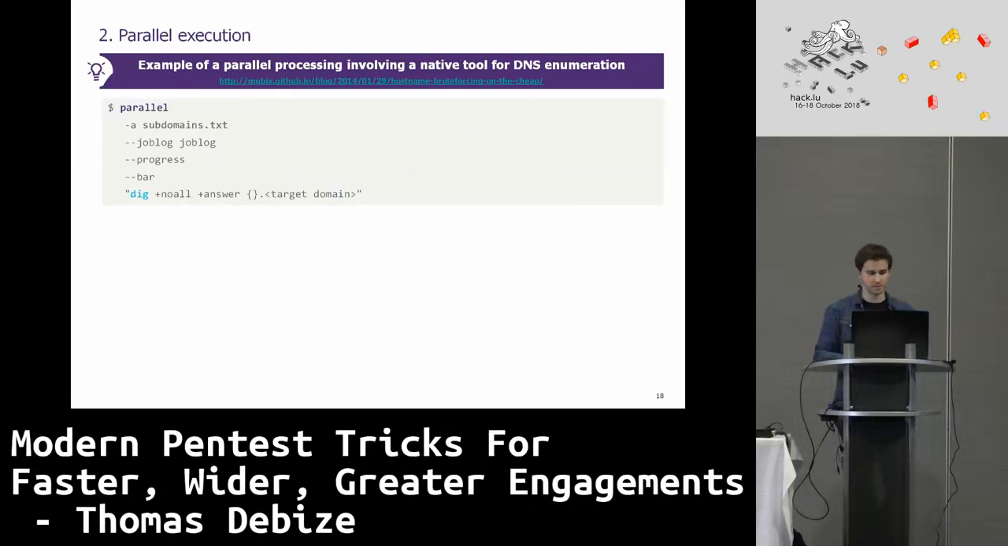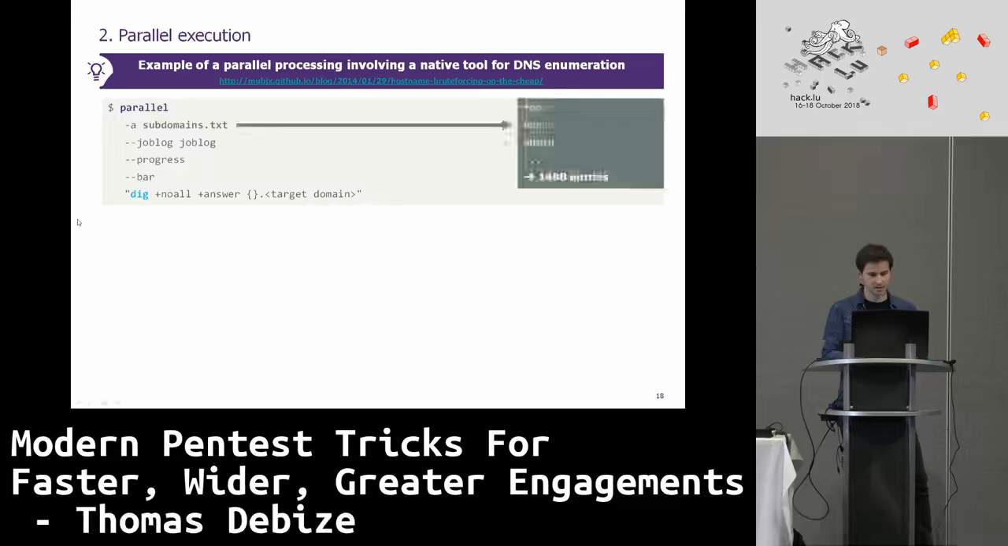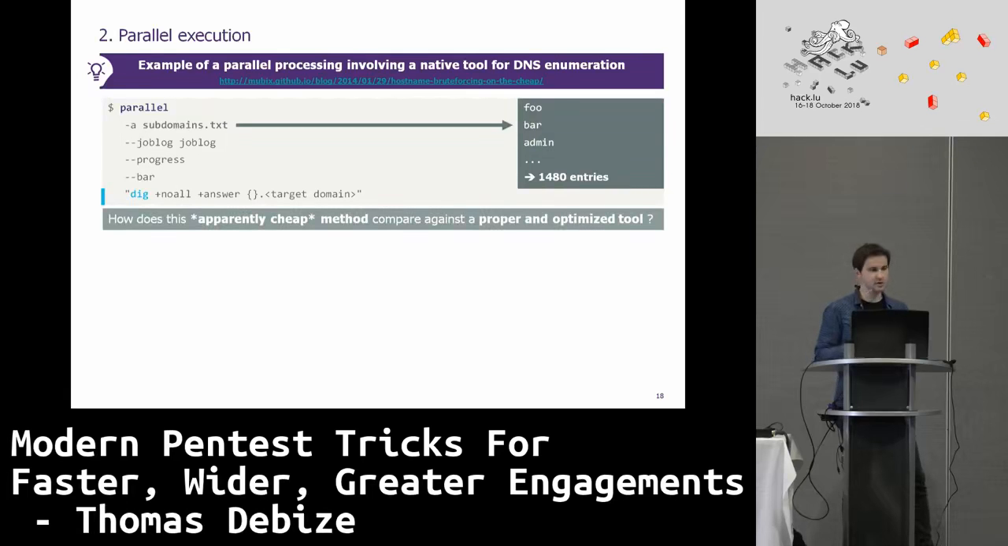Another common step is DNS enumeration. When you want to perform not only URL enumeration but DNS enumeration, you can pipe parallel, for example, which has subdomains as the input file, and dig, which is the DNS resolver. Don't use nslookup, use dig. And with parallel, it looks really cheap to perform this kind of stuff.